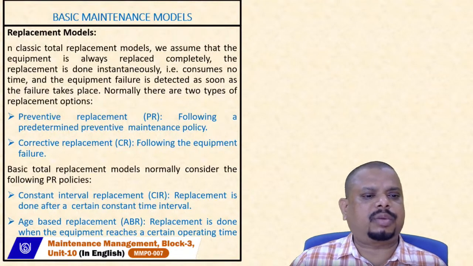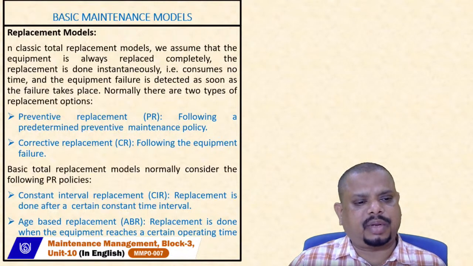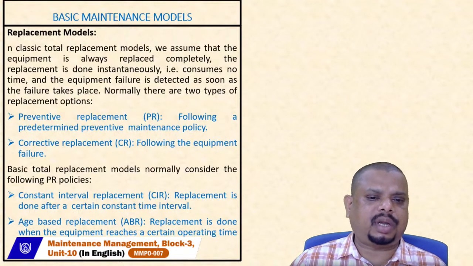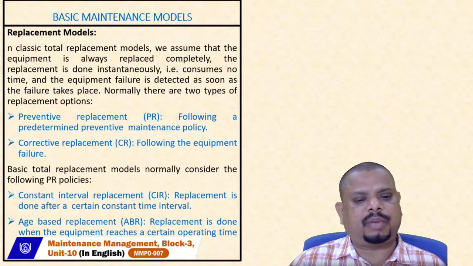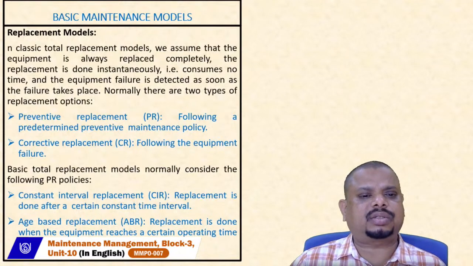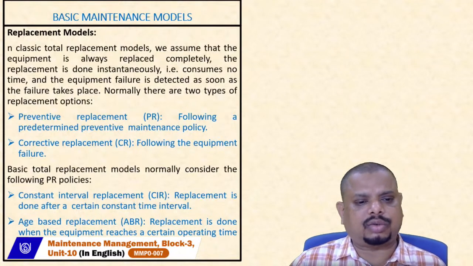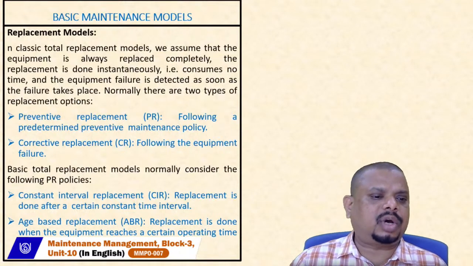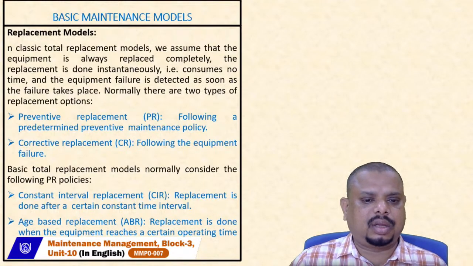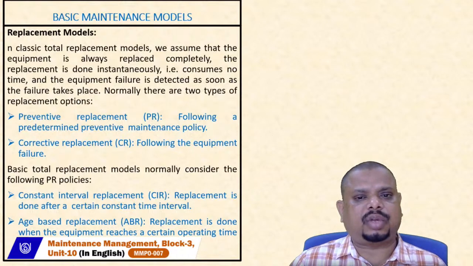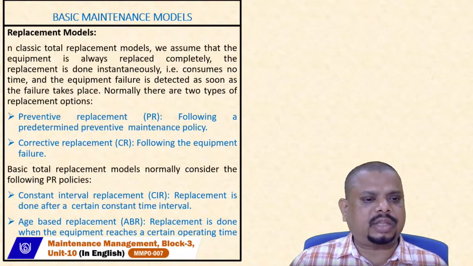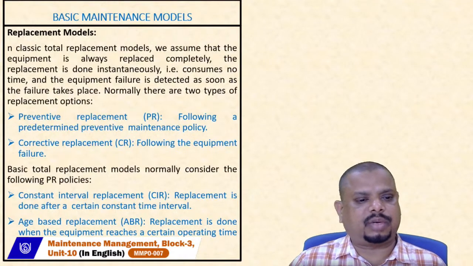So here we have two replacement options. The first one is preventive replacement, which is shortly known as PR. Under preventive replacement, you follow predetermined preventive maintenance policies. That means it should be implemented on the basis of the condition of the machines. The next important part is, if required, you must go for immediate replacement. The next option we have is known as corrective replacement, which is shortly known as CR. It follows the equipment failures. When equipment failures occur, immediately we have to provide the maintenance policy. So these are the two basic options for the replacement models.